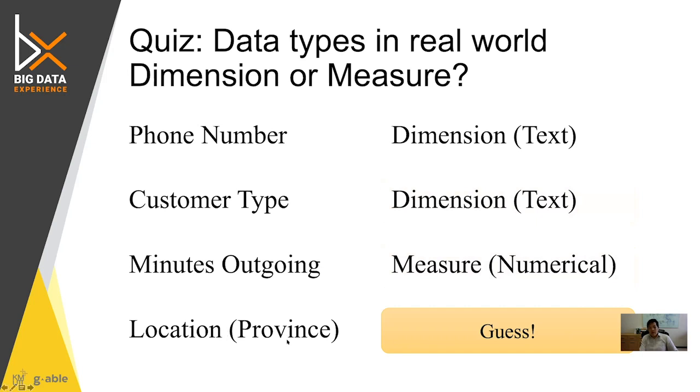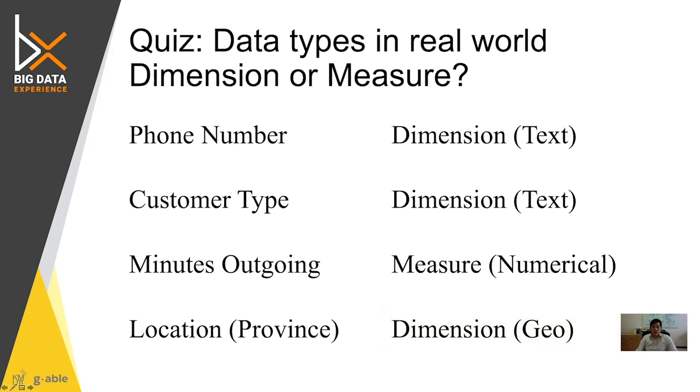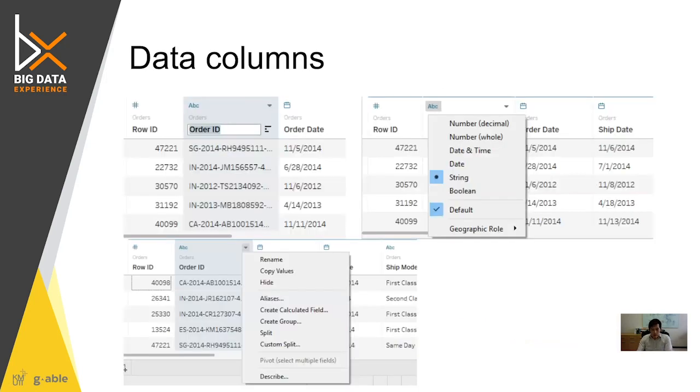Dimension. I put it here like province, because if we talk about the province, it should be dimension. But if we talk about location as the latitude and longitude, they can be averaged, and that will make the value a measure, all right? But for this one, yeah, it's a dimension geographic. Good. Okay, yeah, let's move on.